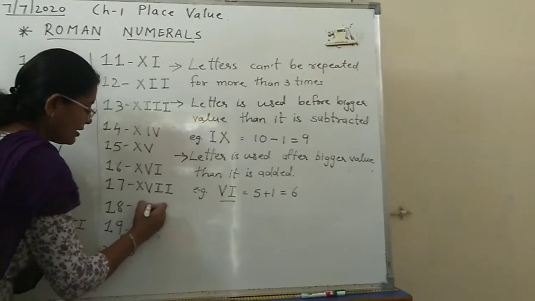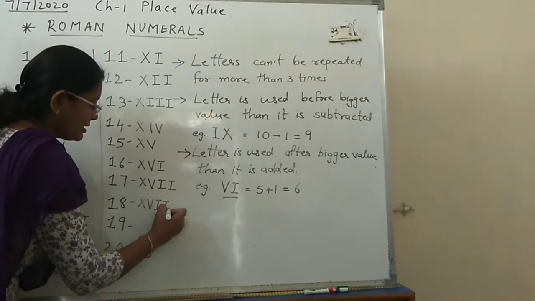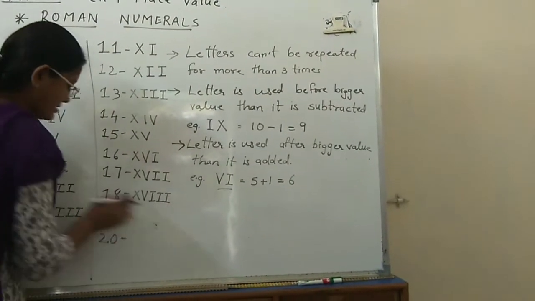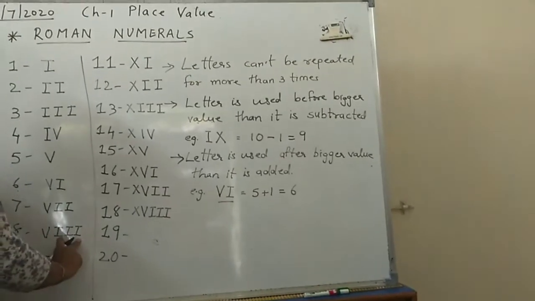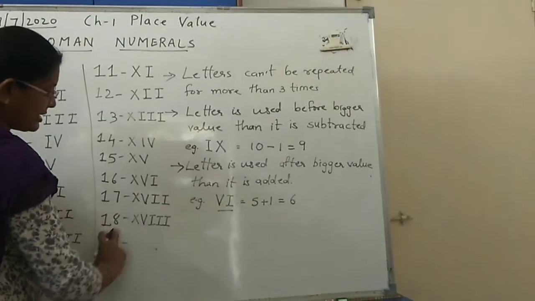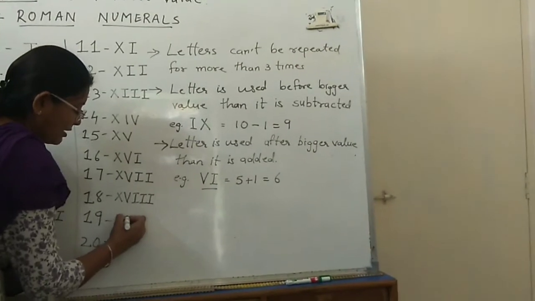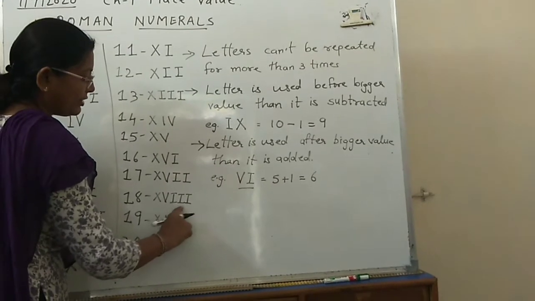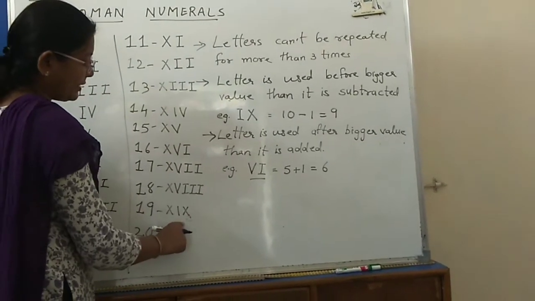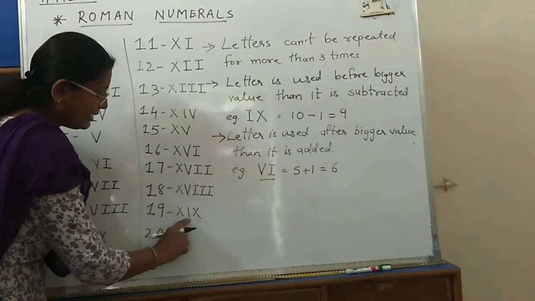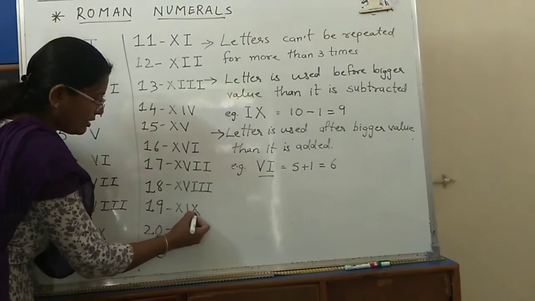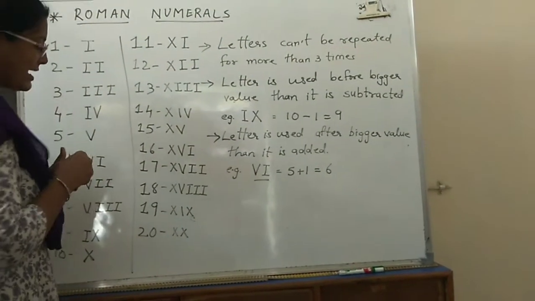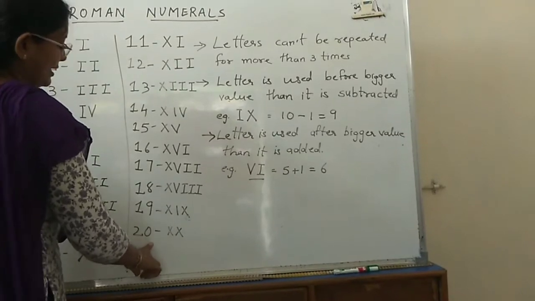Again 10 plus 5 plus 1 plus 1 plus 1. This 3 makes 5 plus 1 plus 1 plus 1 means 8. Right? Means 8. So 10 plus 8. 18. Same way 10 plus 9. This IX means 9. See, we cannot repeat here. 3 times I came. So we cannot repeat again. So again 9 and 10 we are adding here. Okay, 10 plus 9. And here 10 plus 10, 2 times X means 10 plus 10 makes 20.